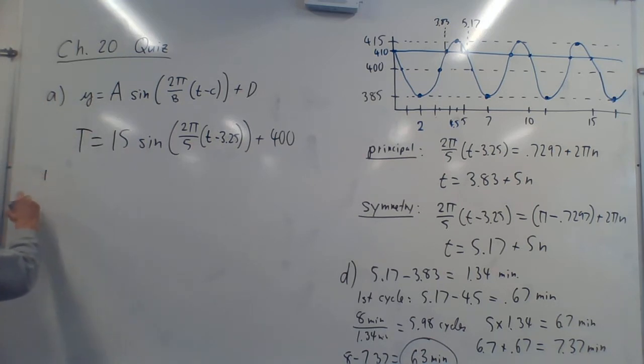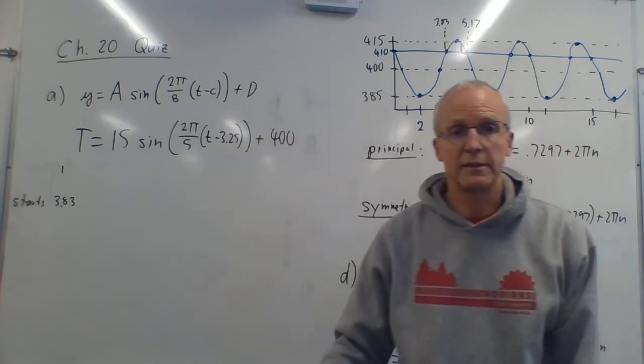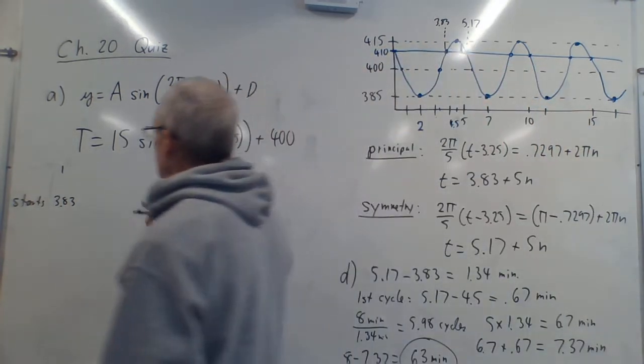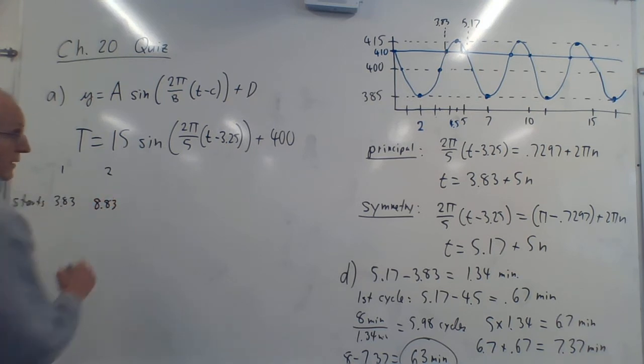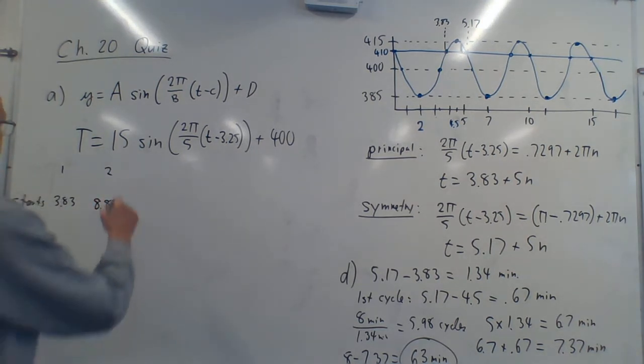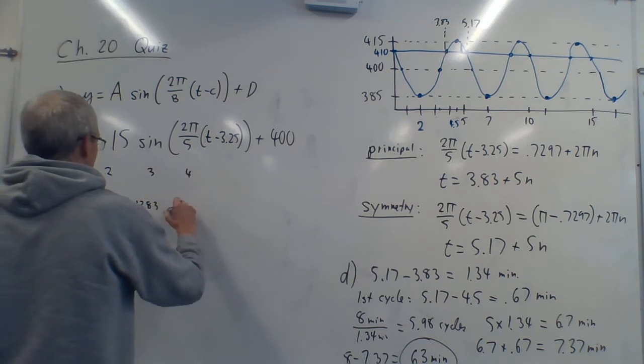Cycle number 1 started at, so let's see, 3.83. The next cycle started 5 minutes later. Every cycle starts 5 minutes later, which is easy math. So the second one starts at 8.83. Yeah, that's right. The third one starts at 13.83, and the fourth one starts at 18.83.